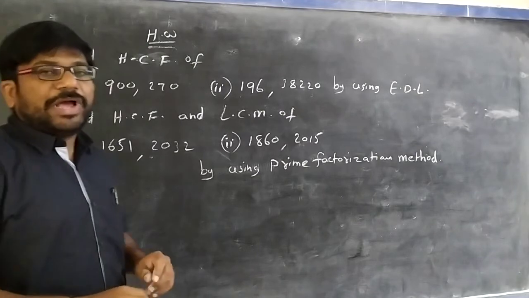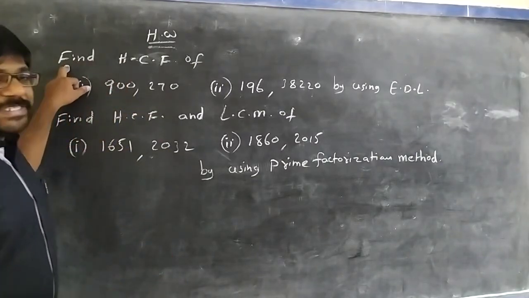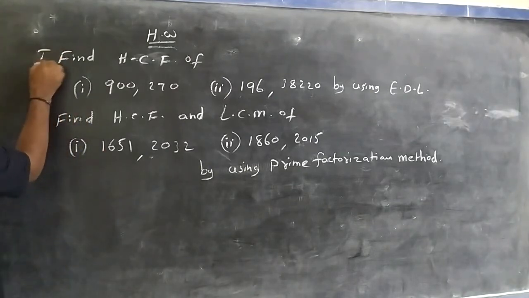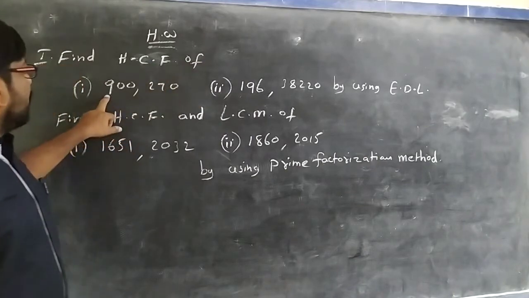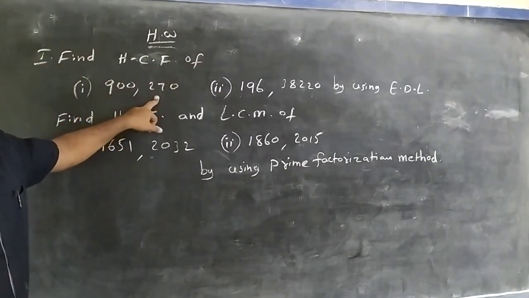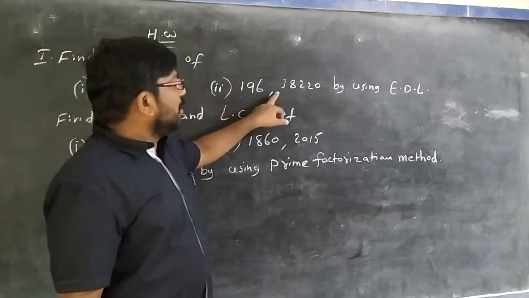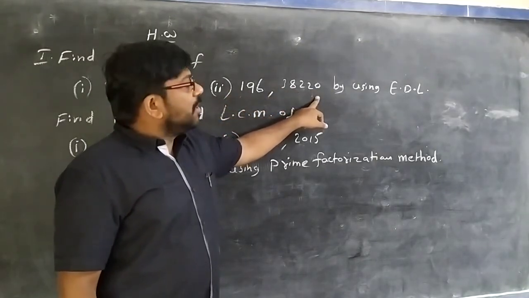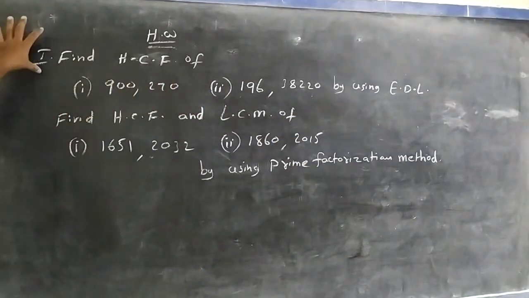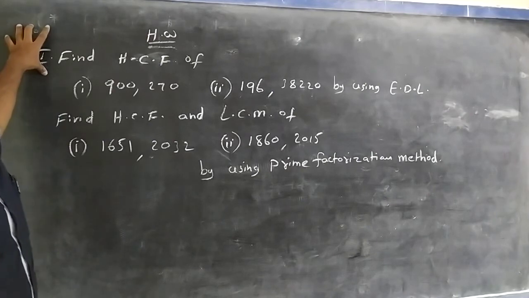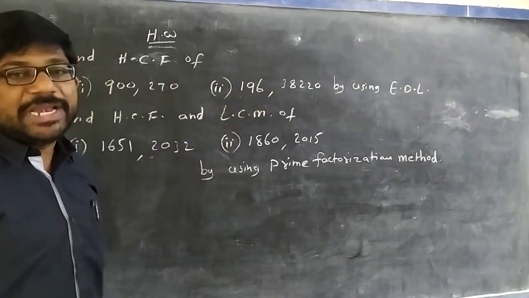Now I give you some homework problems. Try yourself. The first one, Roman one: find the HCF of 900 and 270. That is the first problem. And the second problem, 196 and 38,220, by using Euclid's division lemma, right? So in the first Roman, you have to find the HCF only by using Euclid's division lemma, right?